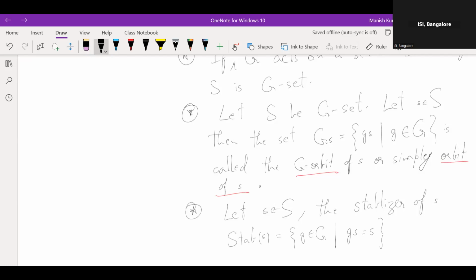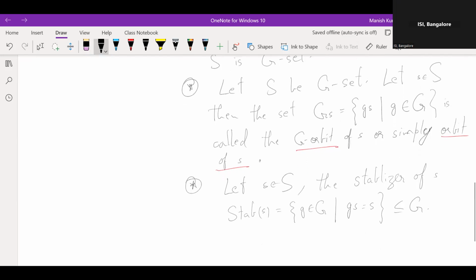Yeah. So of course, the stabilizer is non-empty. Why is it non-empty? Identity belongs there. So in fact, this is a subgroup of G, because it's non-empty, and if G and G prime fix S, then their product also fixes S. So it is a subgroup of G.